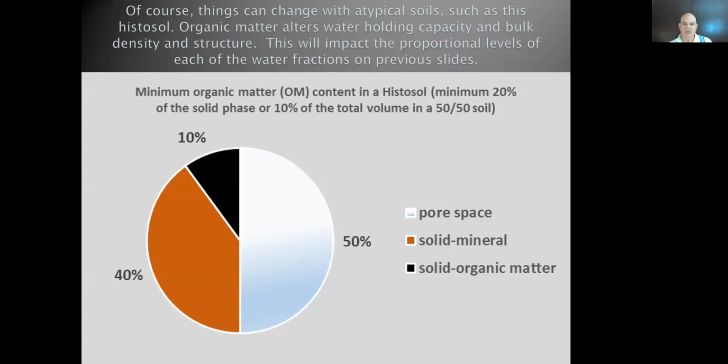So of course things can change with atypical soils, and one of these is a histosol. This is very, very different. Organic matter alters the water holding capacity, bulk density, structure. This is all going to affect the proportional levels of each of those water fractions that I showed you in those other slides. So a histosol would be an example of kind of an extreme soil. And remember, a histosol is something that has at least 20% organic matter, which is really high compared to the average soil. So we get a little different number there.